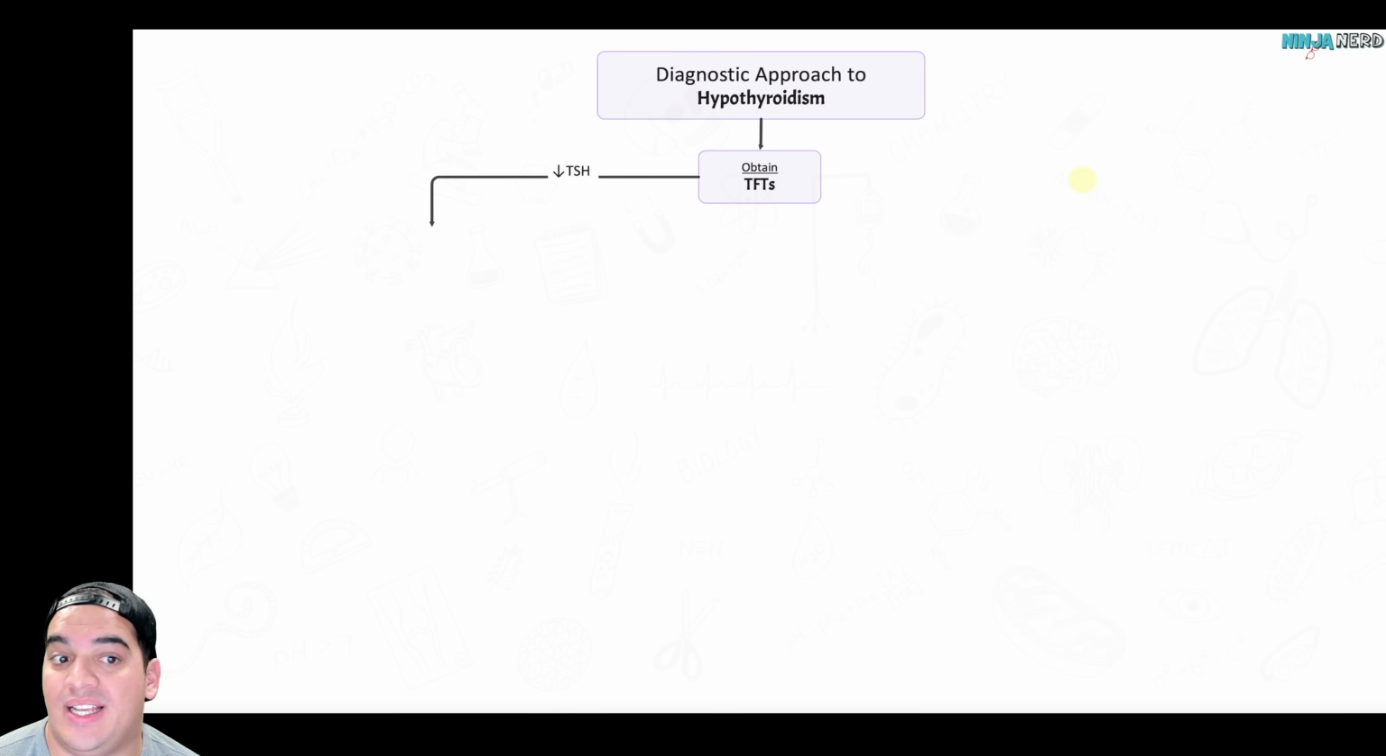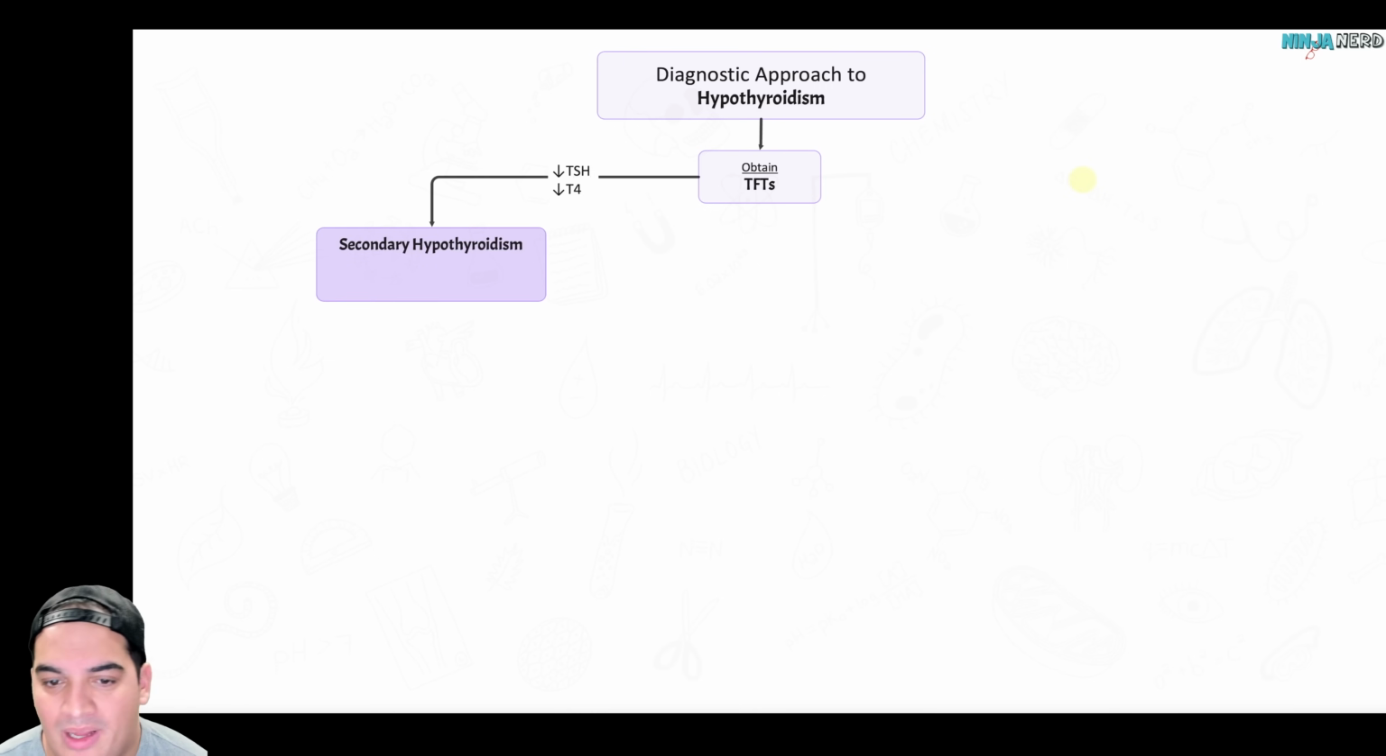Now, when you do this, if the TSH comes back low and the T4 comes back low, it definitely suggests a pituitary source. So with that being said, it's probably secondary hypothyroidism. I'm going to throw a little caveat in there. There is this weird disease. It's called euthyroid sick syndrome. And you usually see this in critically ill patients due to like massive cytokine release when they're very sick.